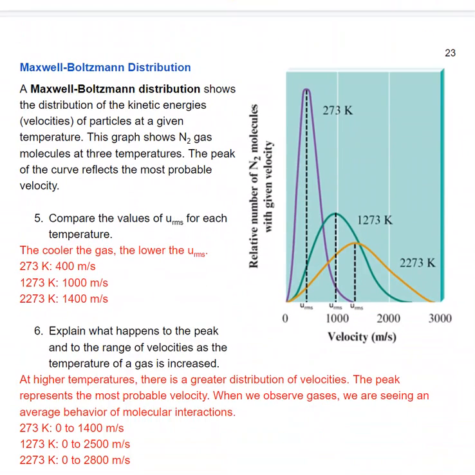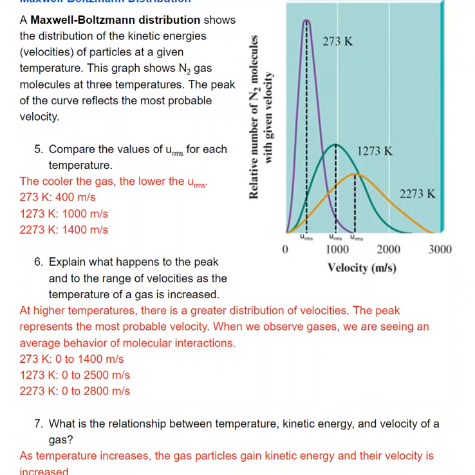So this leads us to the Maxwell-Boltzmann distribution. This shows us the distribution of kinetic energies of particles at a given temperature, which is another way of saying it shows their velocities. Here we have 3 gases, and we want to compare the velocity of the particles for each temperature. The average velocity is going to occur right underneath the peak of the bell curve here.